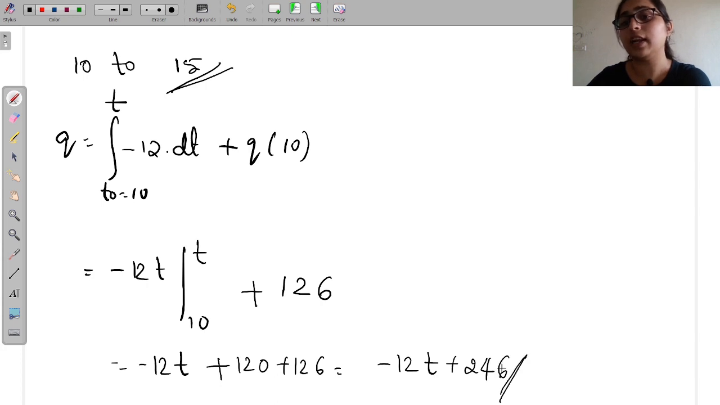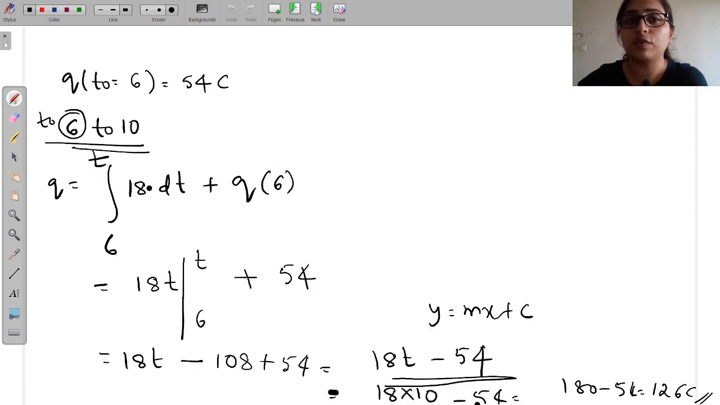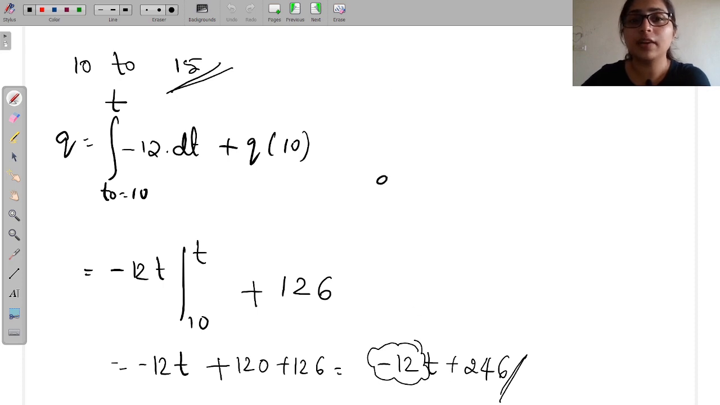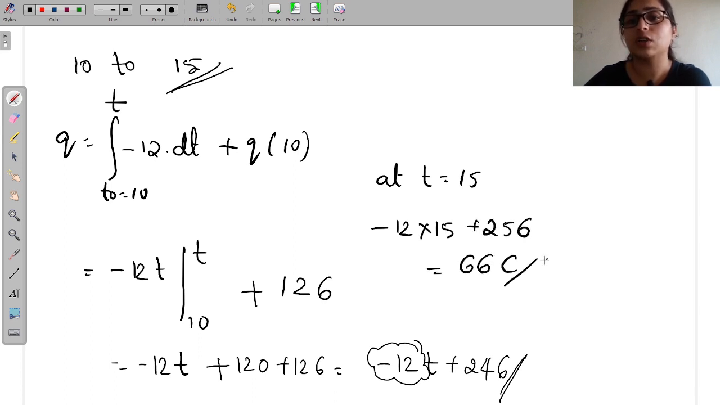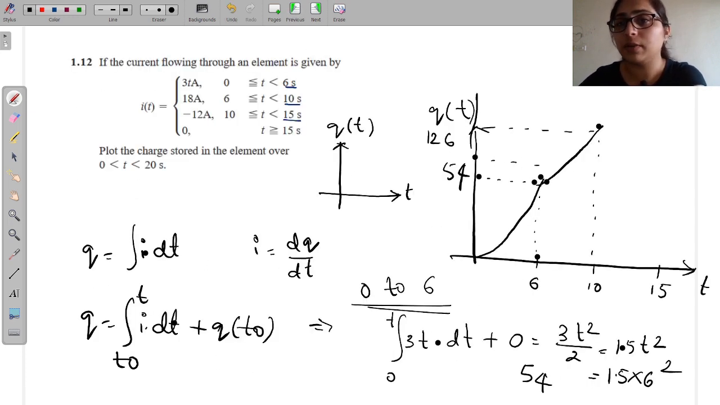Once again, this is a straight line, but it has a negative slope. Till where? Till 15. And what is the last value of that? We have to find it out. At t equal to 15, we have minus 12 into 15 plus 246. So this is 66 coulombs, somewhere here. So this is the negative line.